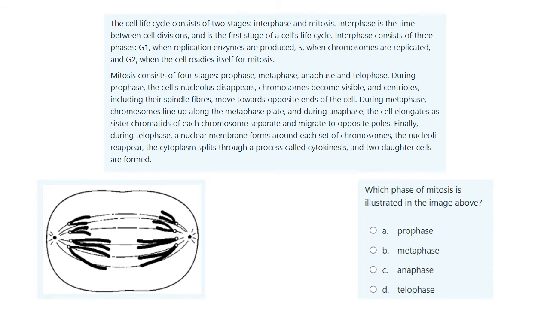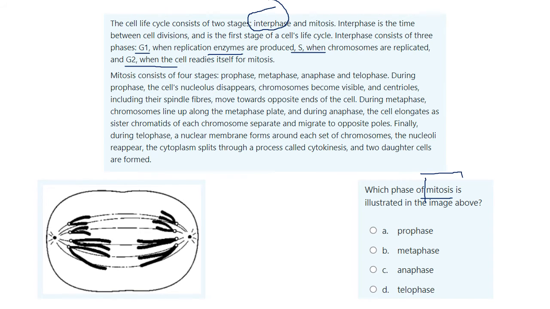Which phase of mitosis is illustrated in this diagram? Well, cells go through 2 stages. They have the interphase and the mitosis. The interphase is the time between the cell division. It is when the cell is living, when it is carrying out the life functions. During interphase, we have 3 phases. We have G1, when the replication of enzymes are produced. We have S when the chromosomes are replicated, and G2 when the cell prepares for mitosis. But this is during the interphase.